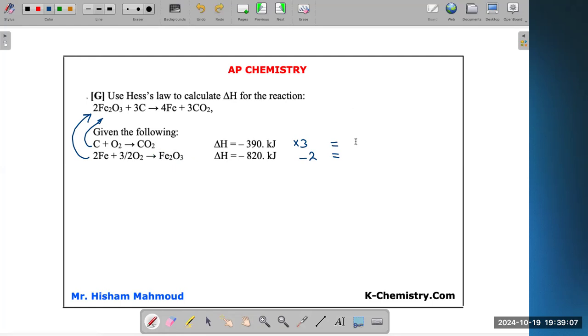So for the values of the first one and the second one, I will get the first one to be negative 820, change it, so it will be positive 820 multiplied by 2, and the first one is negative 390 multiplied by 3. Then what do I do? The next step to find the total delta H? I will add these two values. So delta H is equal to the addition, which is equal to 470 kilojoules, and that's it. Okay.